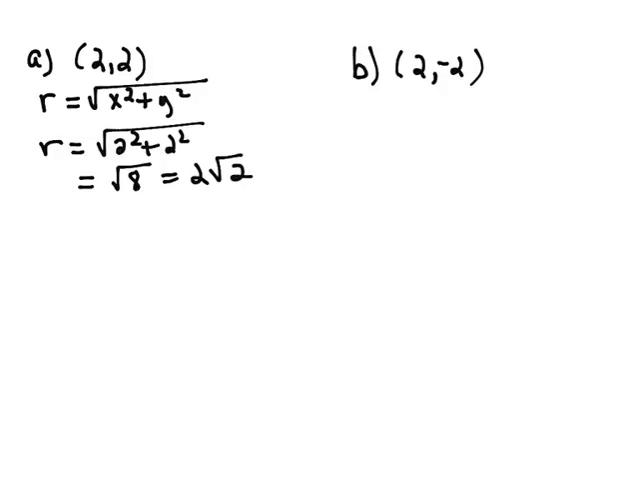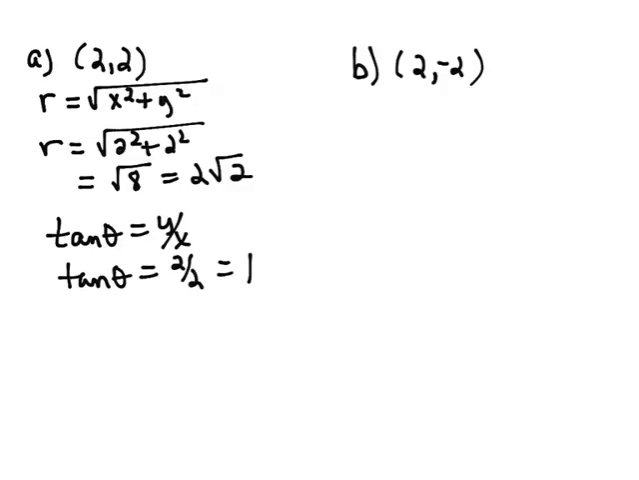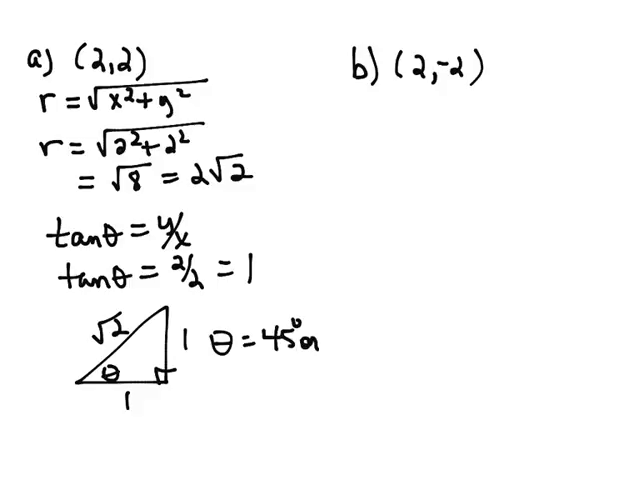And then, to find theta, the tangent of theta is equal to y over x. So the tangent of theta is going to be equal to 2 over 2, which is 1. So either using your unit circle, or we can use a special right triangle. We have an angle where opposite over adjacent is equal to 1. And so that happens whenever theta is equal to 45 degrees, or in radians, pi over 4. So our polar coordinates for (2, 2) will be (2 square roots of 2, pi over 4).